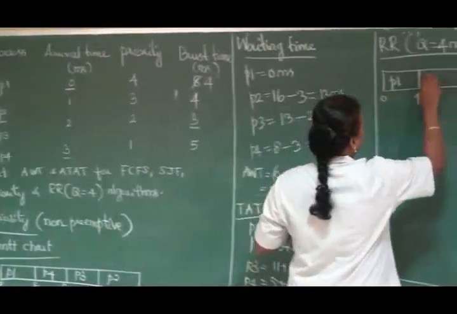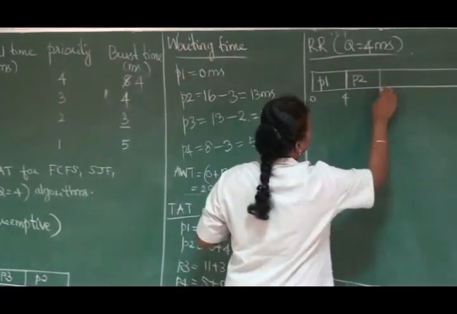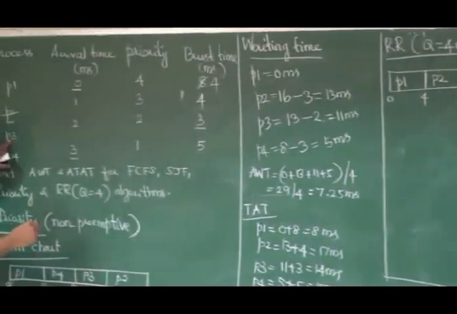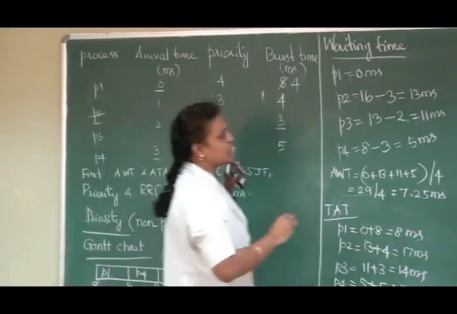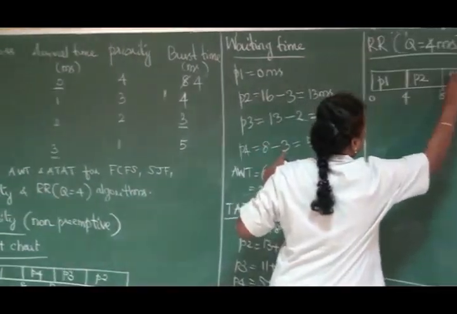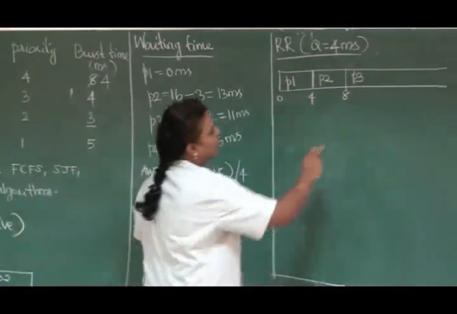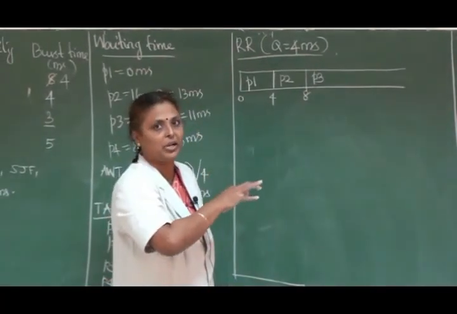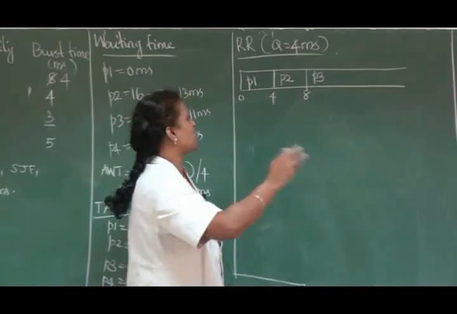P2 can be executed for 4 milliseconds. So 8. Now P2's execution is over. The next process available in the queue is P3. Its burst time is 3. So P3 can be executed for 3 milliseconds, and once its execution is completed, the CPU can be allocated to the next process in the queue.